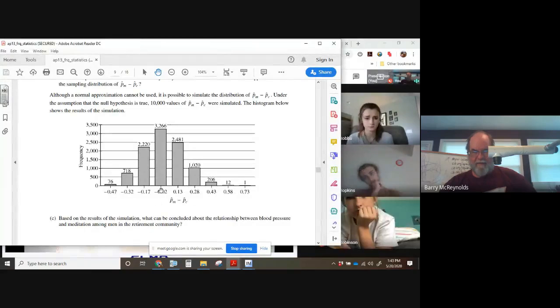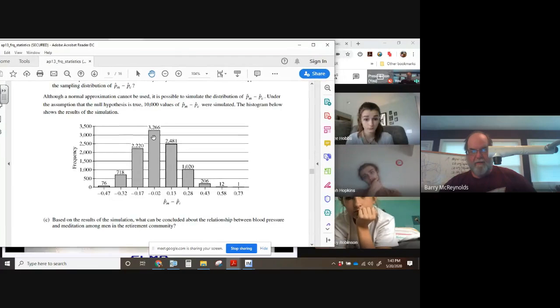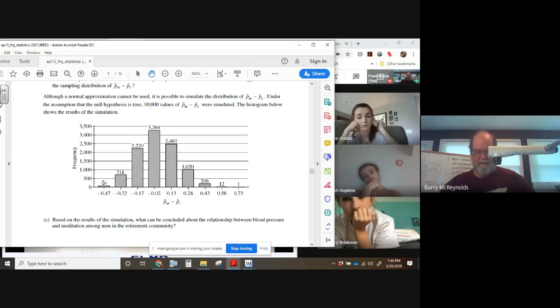And we see that it is centered at about negative 0.02. It's centered very close to 0. And the value of negative 0.47 only occurs 76 out of 10,000 times. Okay. So what we can say here is that while that observation is very, very rare, it's very rare that we get a value this low.